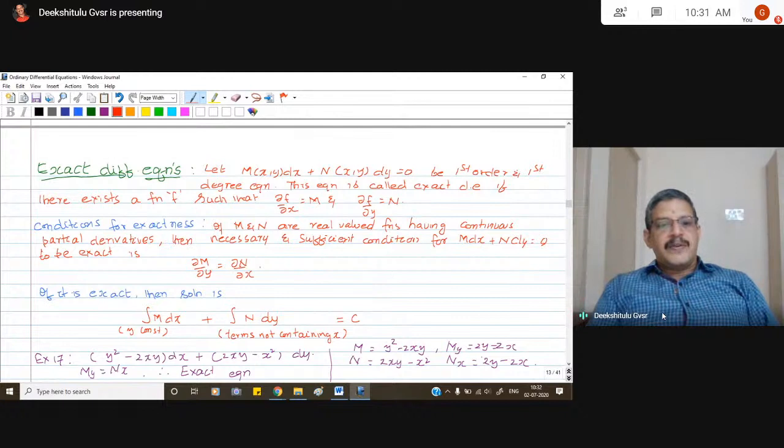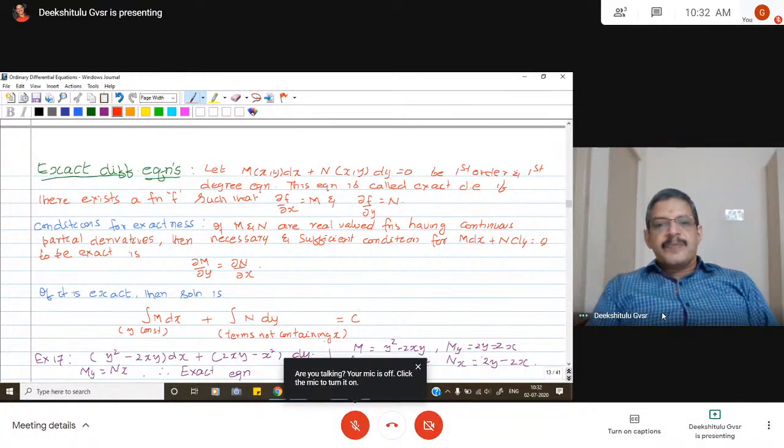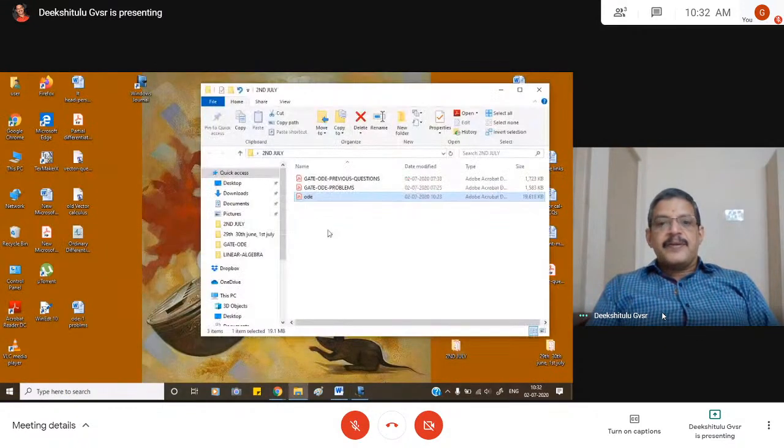If it does not satisfy this, then these things don't have any meaning. The necessary and sufficient condition is ∂M/∂y is equal to ∂N/∂x. By saying necessary and sufficient condition, we mean that whenever this condition is satisfied, the equation is exact, and whenever the equation is exact, this condition ∂M/∂y equal to ∂N/∂x will be satisfied. So this is what we mean by necessary and sufficient condition.